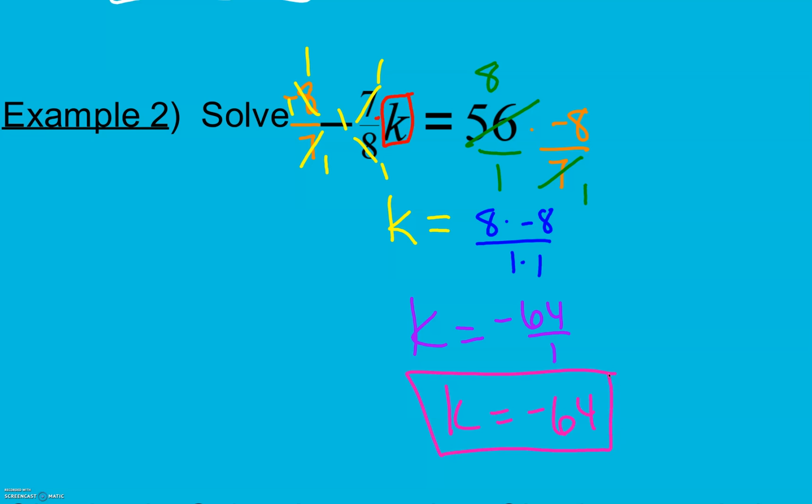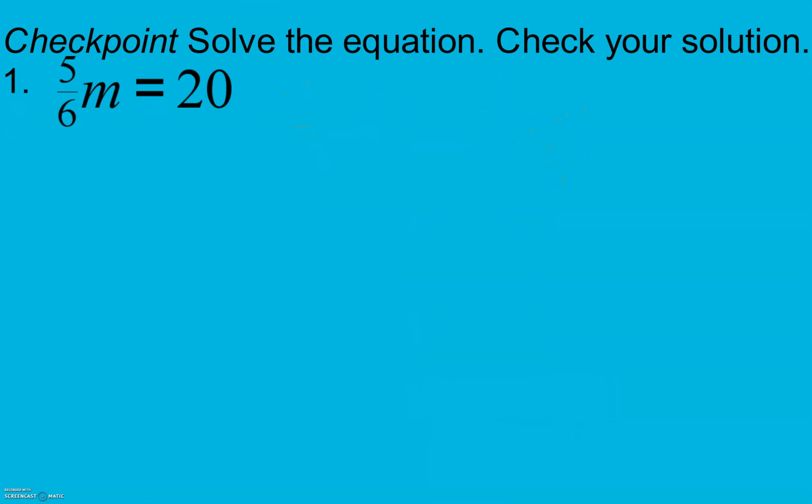So again, here I multiplied by my reciprocal, negative 8 over 7. My 8's canceled, my 7's canceled, my negatives canceled. I got just 1. And that k equals, on the other side I reduced, multiplied, simplified, and got negative 64. Here we're going to solve the equation and check our solution. So m is being multiplied. We get rid of multiplying by a fraction by multiplying by the reciprocal. And if I change one side of my equation, I have to change both.